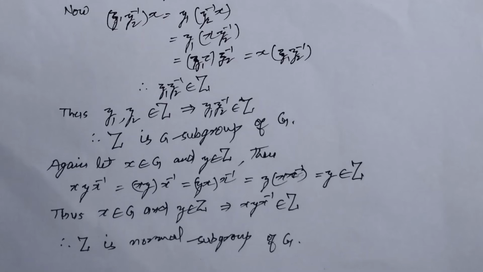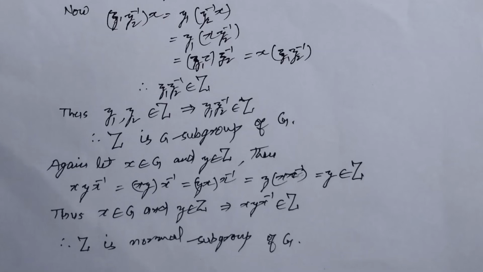Since we know that the necessary and sufficient condition for a non-empty subset H of a group G to be a subgroup of G is a, b belonging to H implies ab inverse belongs to H. By this theorem, Z is a subgroup of G.